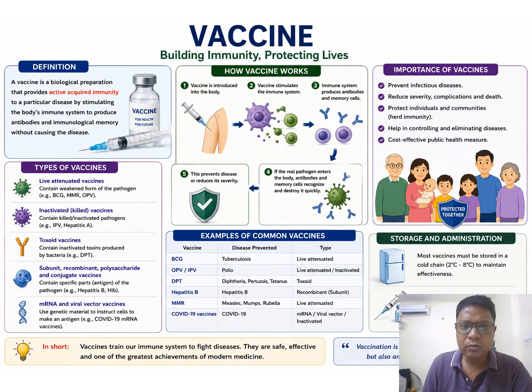Okay, so how does a vaccine work? The vaccine is first introduced in the body, then the vaccine stimulates the immune system. The immune system produces antibodies and memory cells. If the real pathogen enters the body, antibodies and memory cells recognize and destroy it quickly, and it provides protection from virus infections.